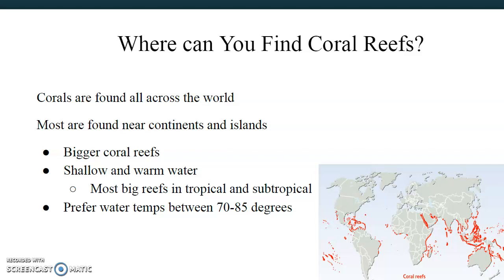But basically, the coral reefs are found more near the continents and islands. These are where the really big major coral reefs are found, particularly like the Great Barrier Reef. They're usually found in very shallow and warm water. This is because most tropical reefs, or most big reefs, are found in tropical and subtropical water. They prefer a water temp around 70 to 85 degrees. Now, there are corals that are found all throughout the entire world, even in colder water, but the more diverse ones that have more biodiversity in them are more in the tropical and subtropical regions. So we're going to kind of focus in on that area.